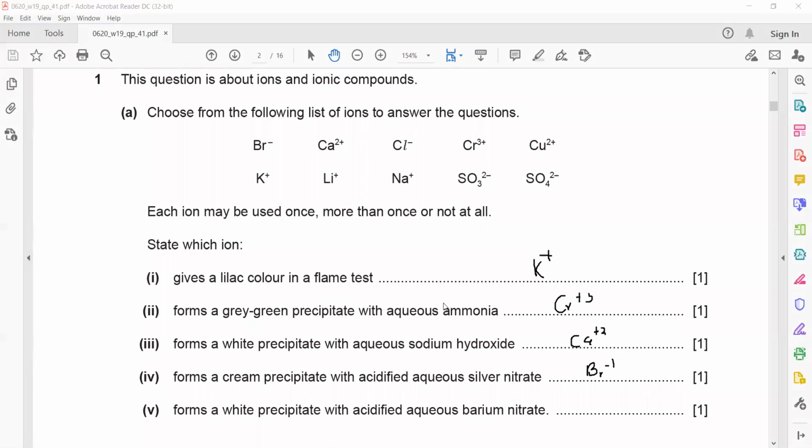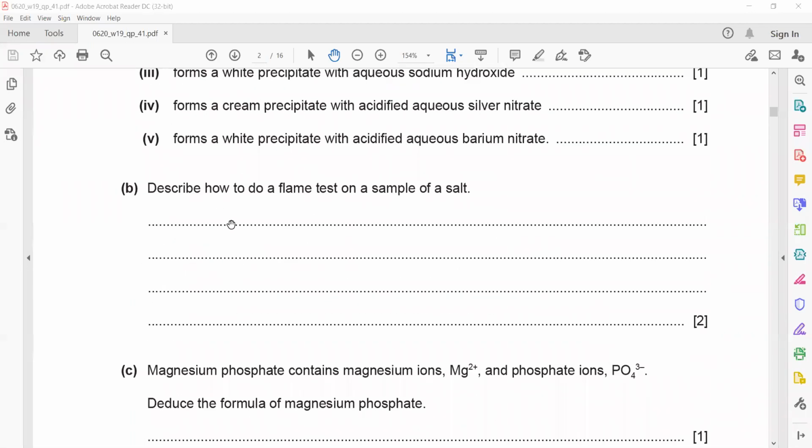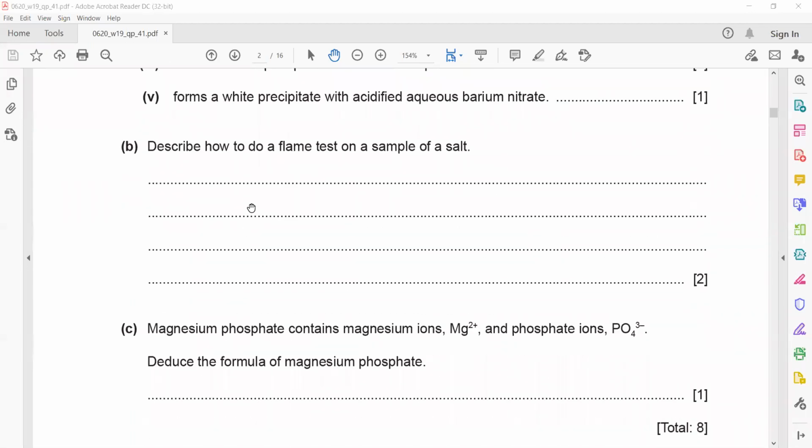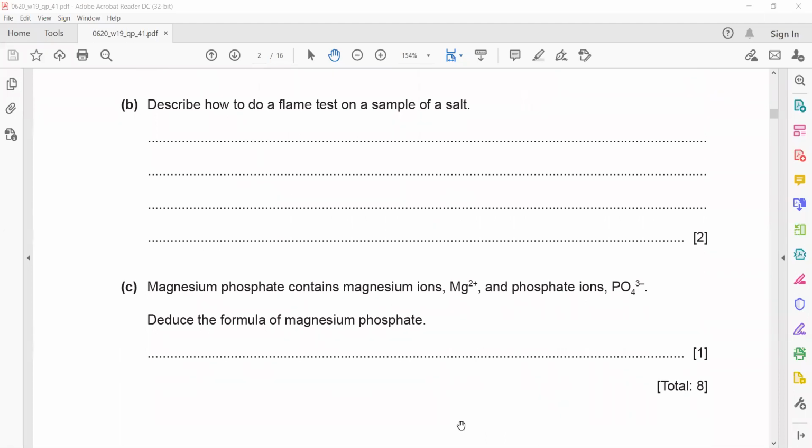The next part, describe how to do a flame test on a sample of a salt. So how we carry out a flame test, a simple, what we'll do, we'll take a nichrome wire and we'll dip in concentrated HCl. Then we'll take a sample. Yeah, so take a nichrome wire dipped in HCl.